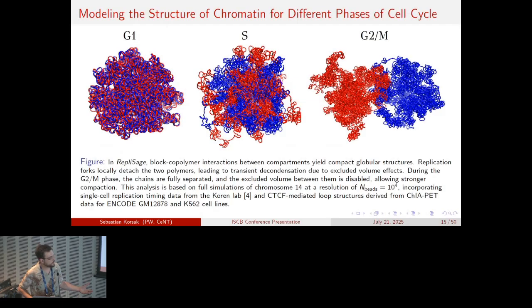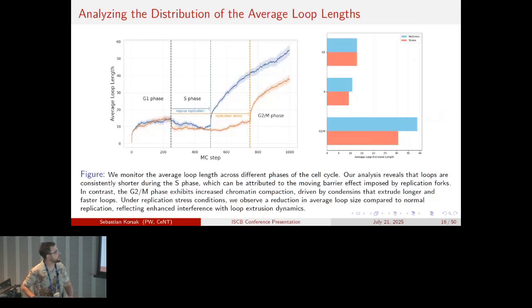So these are some of my results. This is how it looks. In S phase, we always have decondensation, because the replication forks are pushing the two chains towards each other. In G2M phase, we usually have further compaction because of the condensins. For example, if we calculate the average loop size, we can see that there is a decrease in S phase. This is something that we have also validated with single-cell Hi-C data, that it really happens.